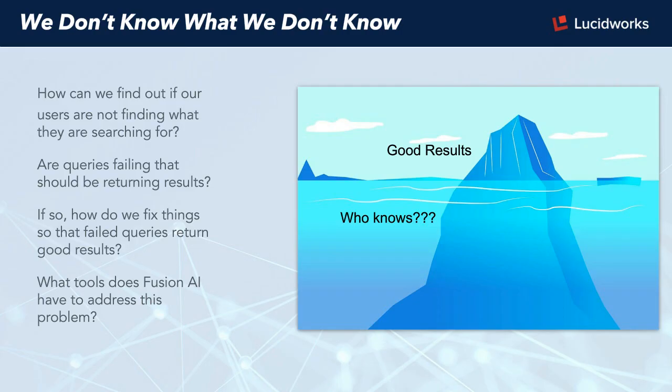So we don't know what we don't know. Without some way to identify these underperforming queries, we're essentially flying blind. What we want to find out is this. Are your users entering search queries and getting zero results or bad results when the documents they're looking for are actually right there in your index? But for some reason, the queries are not being formed correctly.